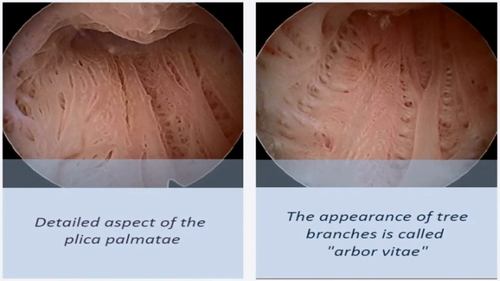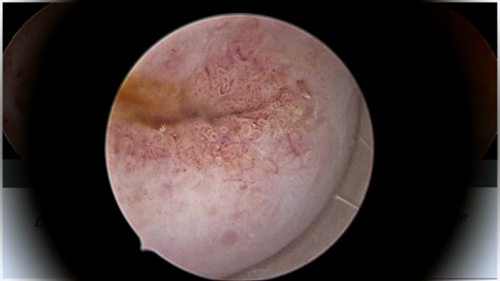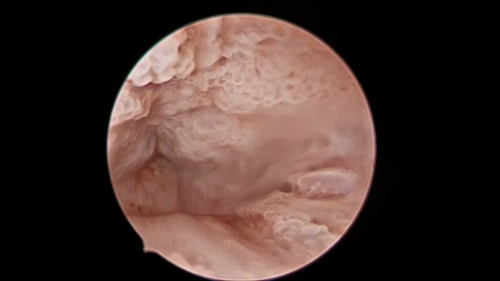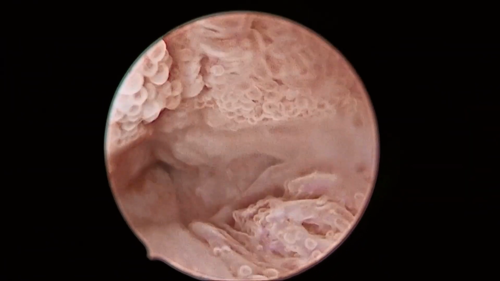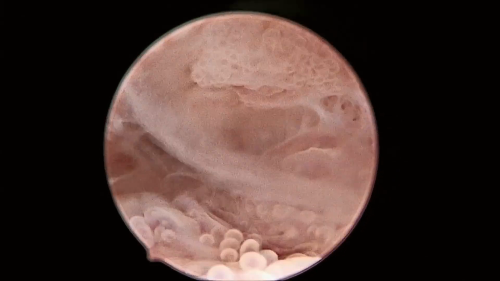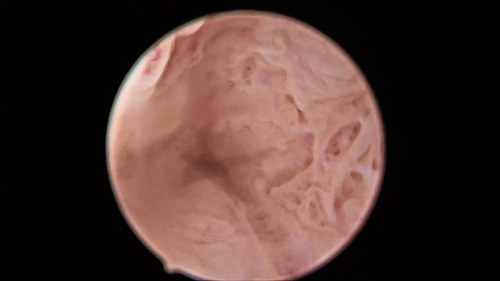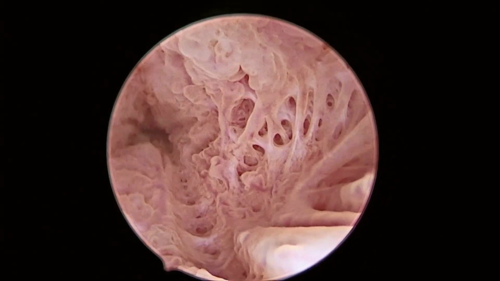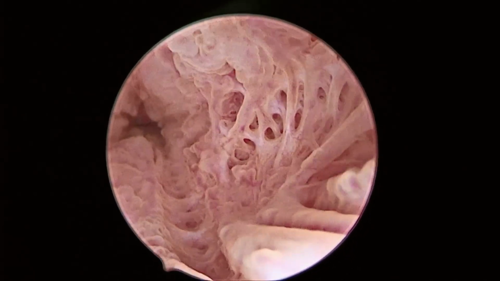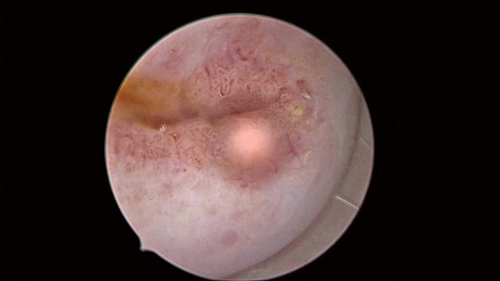Here you can see a picture of detailed aspects of the plicae palmatae and the appearance of two tree branches called arbor vitae. Here is the video of the same. Here we put the hysteroscope in the cervical canal and we are just reading the cervical canal. Even in the cervical canal you may get a few polyps or something like that, which you shouldn't miss, and you should see whether the anatomy is right or not.